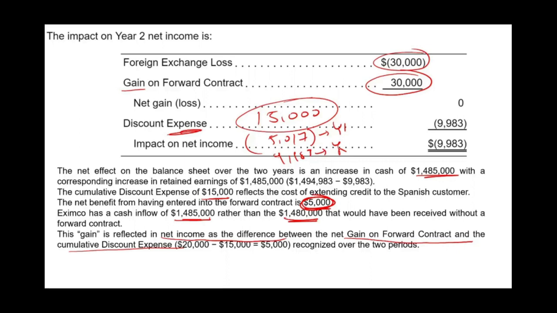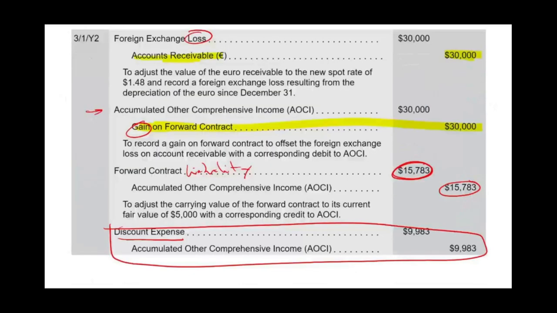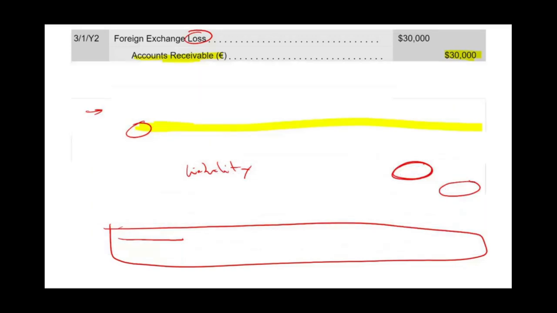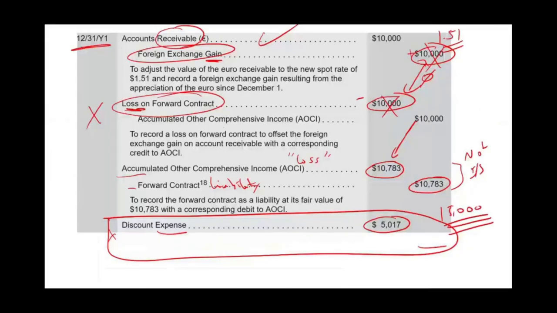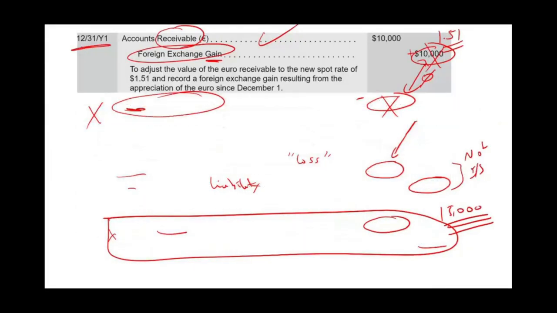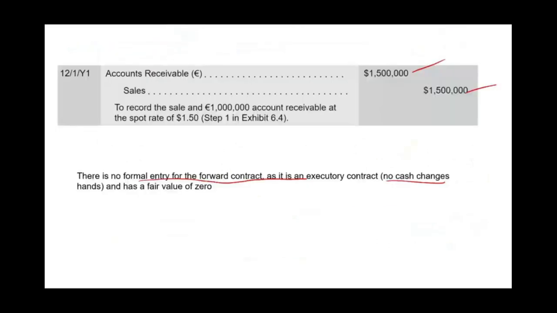Now, hopefully, you were able to follow this. The best way to do this, if you're not sure, is to create T accounts. Create T accounts for every account that you create and see what happened to them as they disappear or as they increase and decrease. But this is how you would account for a forward contract cash flow hedge. And the next example, we'll work the same example. However, we're going to look at it from a fair value hedge. What does that mean? It means all the gains and the losses will affect net income.